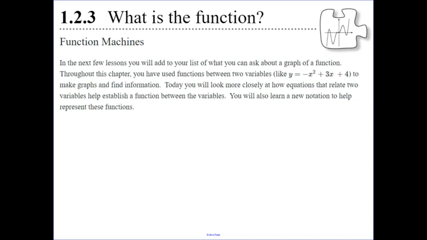So 1, 2, 3, what is the function? Function machines. In the next few lessons, you will add to your list of what you can ask about a graph of a function. Throughout this chapter, you have used functions between two variables, like y equals the opposite of x squared plus 3x plus 4 to make graphs and find information. Today we will look more closely at how equations that relate two variables help us establish a function between the variables. You will also learn a new notation to help you represent these functions.